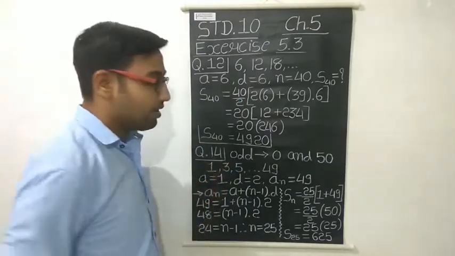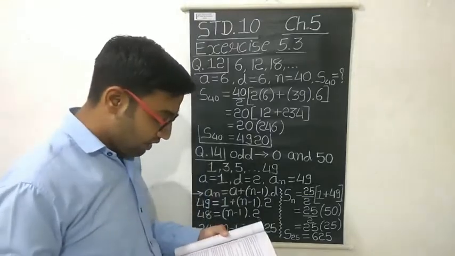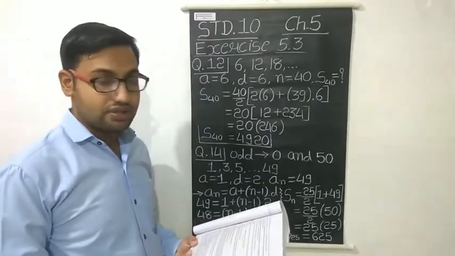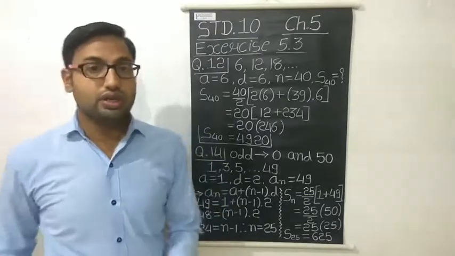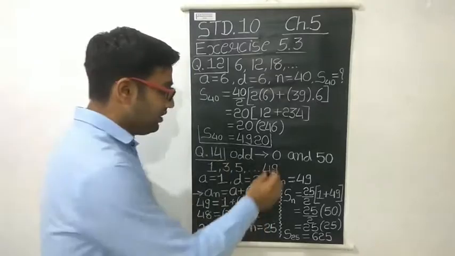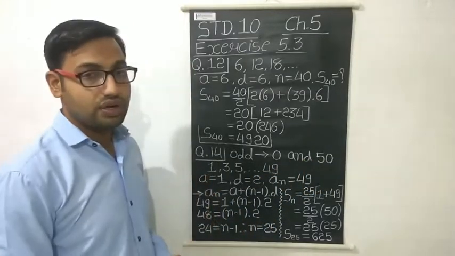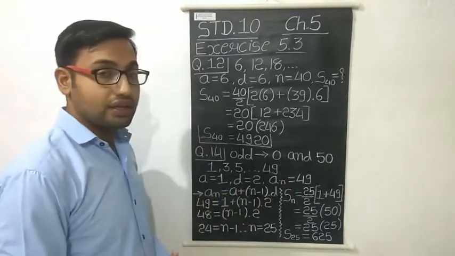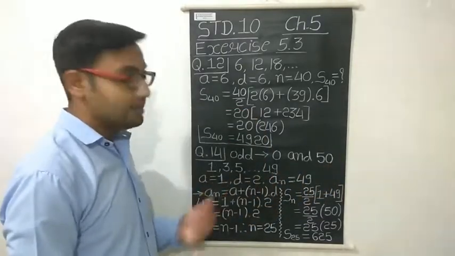Now let us study question number 14. Okay, and what is the question? The question is, find the sum of the odd numbers between 0 and 50. So here in this question, we have to find out the sum of the odd numbers which are in between 0 and 50. So the first odd number we get is 1. Thereafter we get 3, 5. In this way we get this AP. And the last number, we know that it is 49 and it is an odd number.